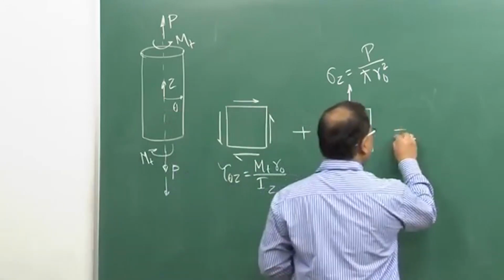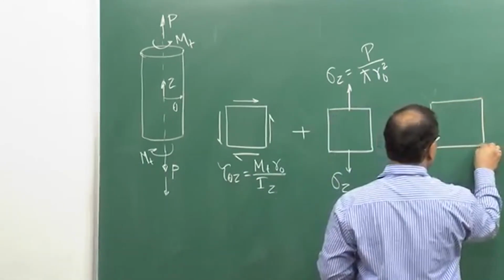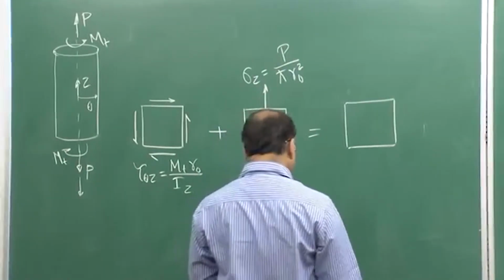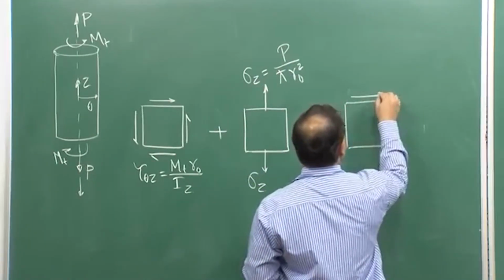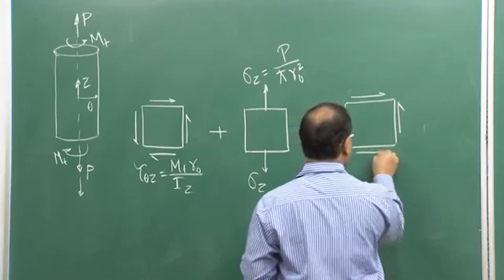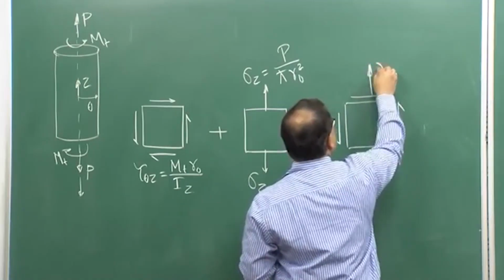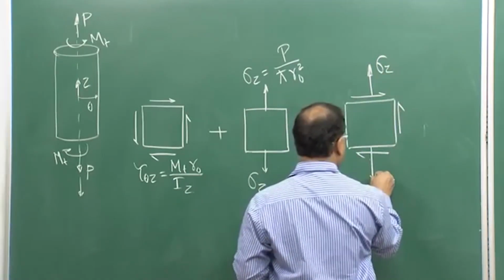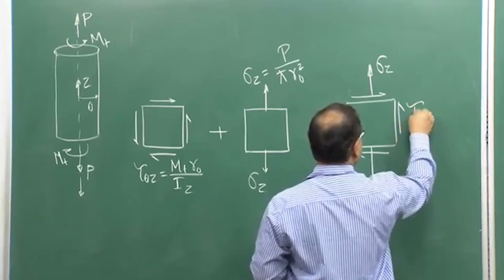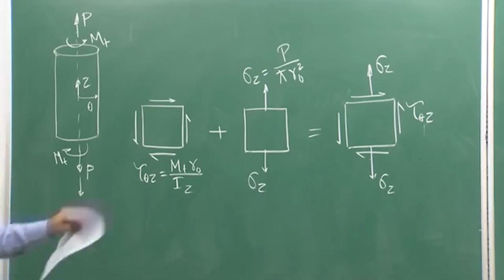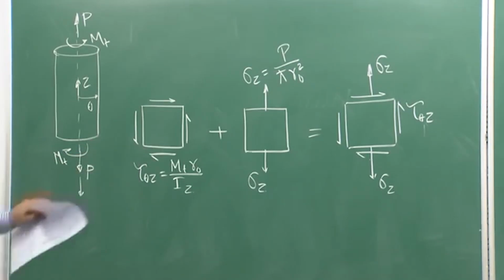So, the combined state of stress, you can draw the state of stress for these things also, right. The combined state of stress will be, you will be having shear stress, okay, and you will be having normal stress sigma z. So, this is your tau theta z. Okay. So, this is your combined state of stress due to this kind of combination of axial force and the twisting moment.